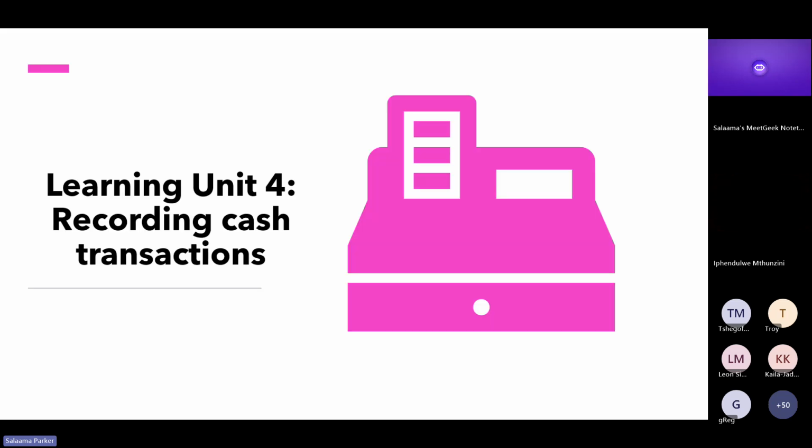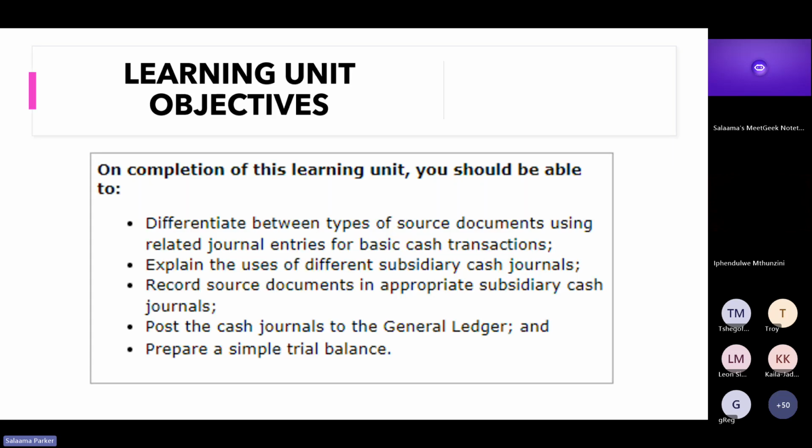Thank you. We're going to continue now with learning unit 4, recording cash transactions. We will just recap on our learning unit objectives and learning unit outcomes. I did share this earlier on in the slide also.